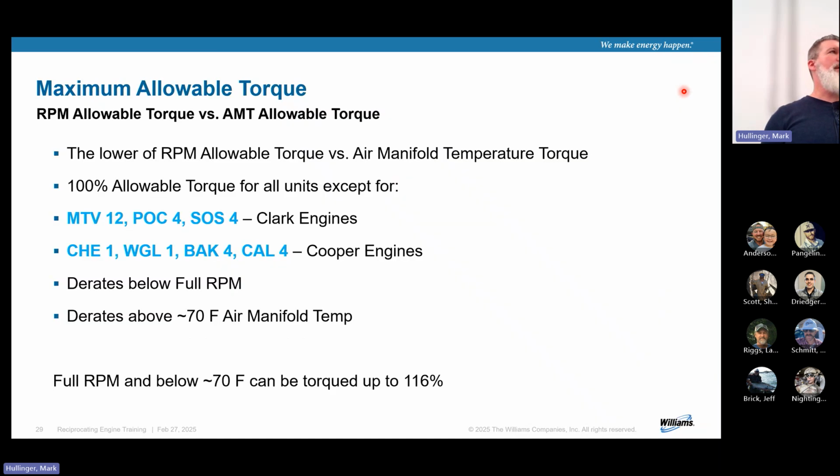So speaking of max allowable torque, this is where I want to ask the engine guys in the room. There are times where some engines can go above 100% torque. The ones on our pipeline are Mount Vernon 1, 2, Pocatello 4, Soda 4. These are Clark engines, and they can actually go up to 116% torque.